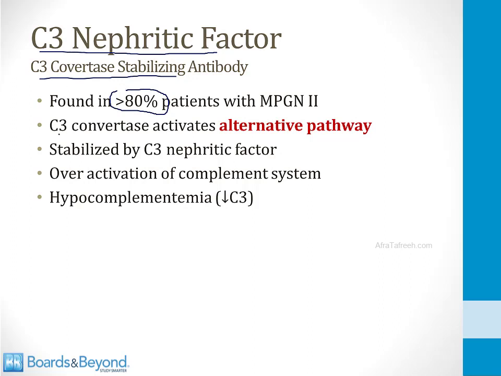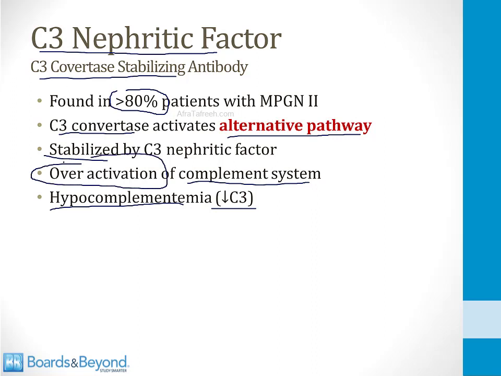Recall from immunology that C3 convertase is part of the complement system, and it activates complement via the alternative pathway. Now, normally C3 convertase is not very stable. However, in patients with MPGN type 2, they have an antibody called the C3 nephritic factor, which stabilizes C3 convertase. This leads to overactivation of the complement system, and that is believed to be the pathophysiology of MPGN type 2 or dense deposit disease. This also leads to consumption of complement proteins, and therefore, if you test the complement system, you will find evidence of hypocomplementemia. This is because of reduced levels of C3 in the serum as a result of overactivation of the complement system.